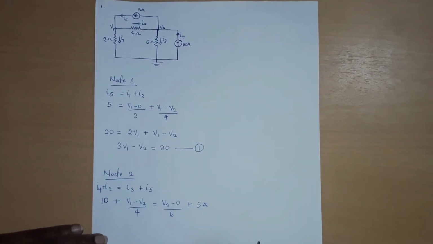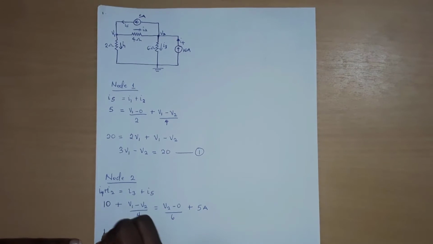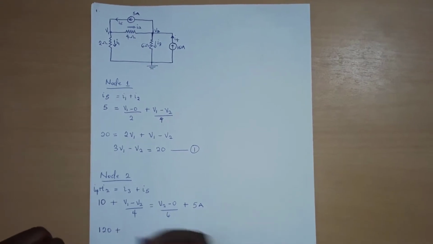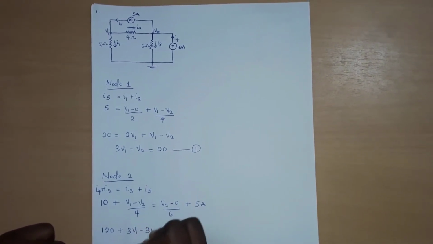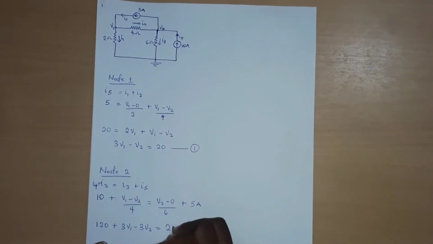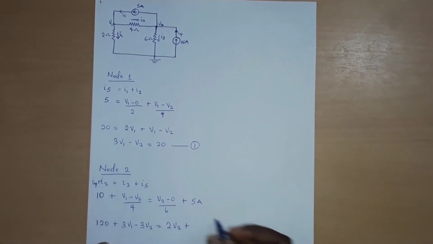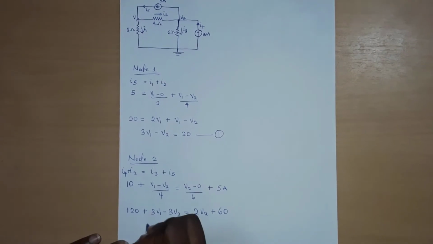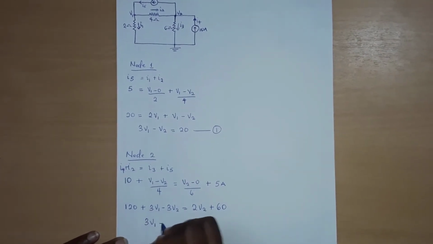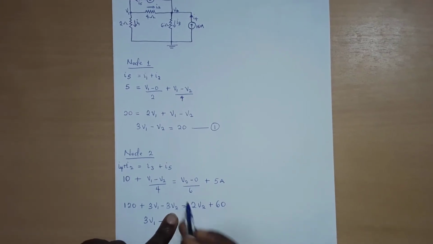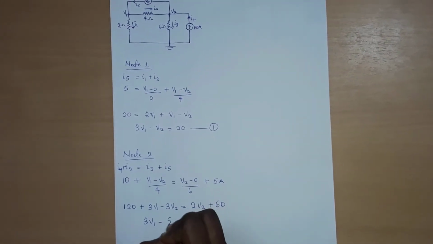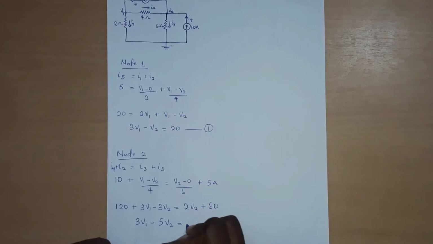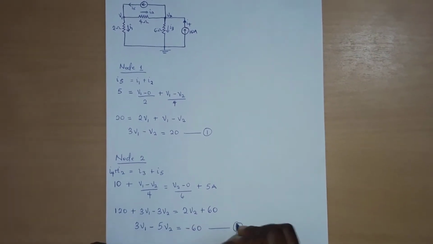Simplifying this, I'm going to multiply through by 12, so this gives me 120 plus 3V1 minus 3V2 equal to 2V2 plus 60. Then simplifying this further, I'm going to have 3V1, then I have 3V2 here, 2V2 at the other side. When I cross over, it becomes negative, so it gives me 5V2 equals to, then I have 60 here, moving 120 over, I'm going to get minus 60, and that gives me my second equation.